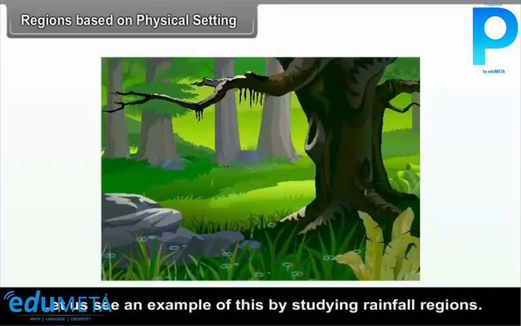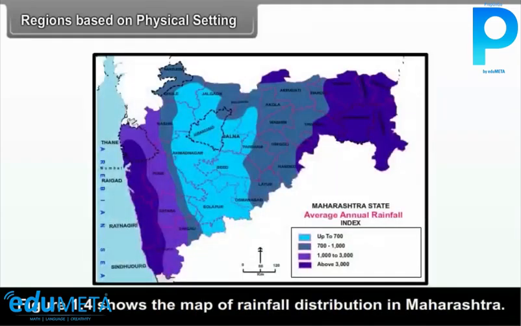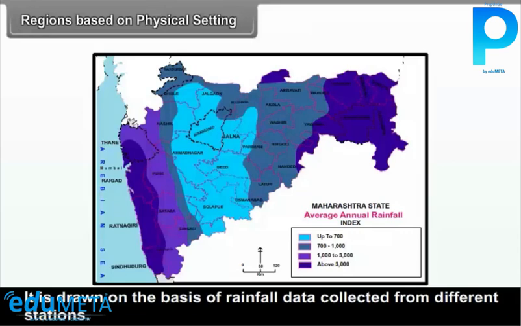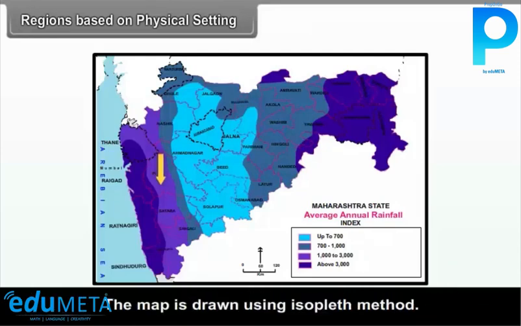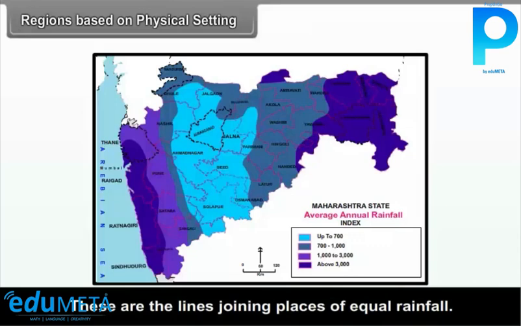Let us see an example of this by studying rainfall regions. Figure 1.4 shows the map of rainfall distribution in Maharashtra. It is drawn on the basis of rainfall data collected from different stations. The map is drawn using the isopleth method. The rainfall amount is represented on the map with the help of isoheights. These are the lines joining places of equal rainfall.